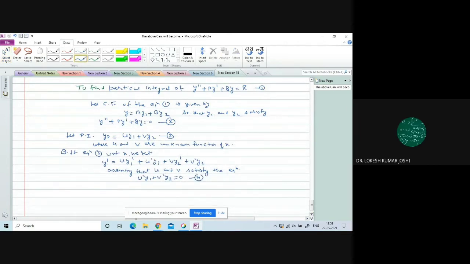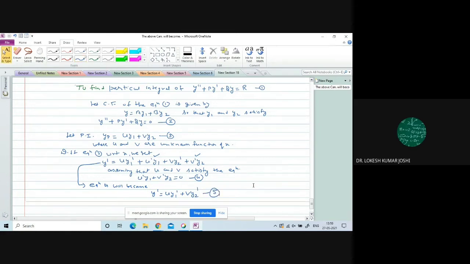If we see these two terms, we get u dash y1 here and v dash y2 here. We are assuming that the sum of these two terms is equals to 0. Therefore, equation will become y dash equals to u y1 dash plus v y2 dash. Say it is equation number 5.